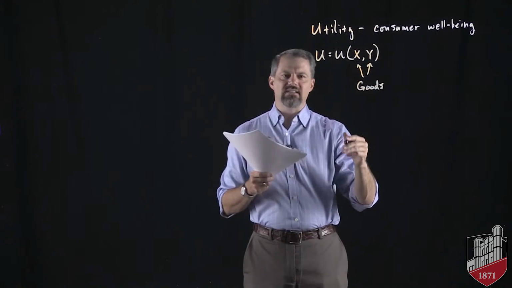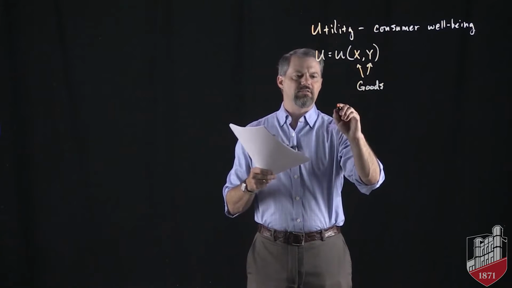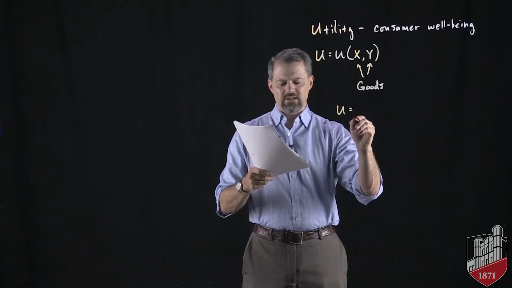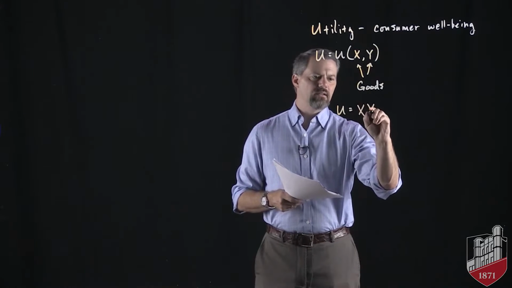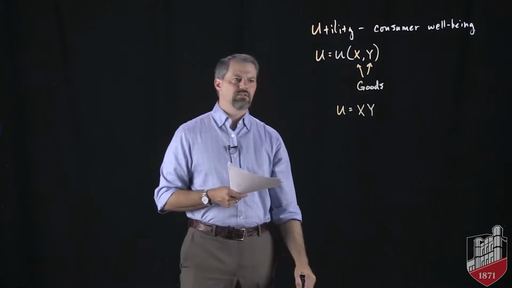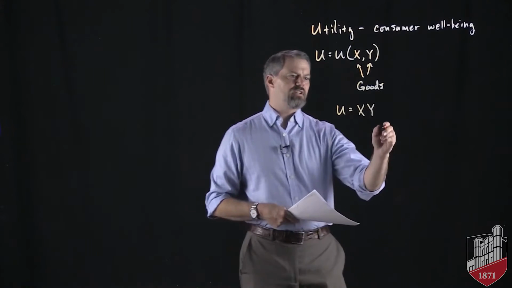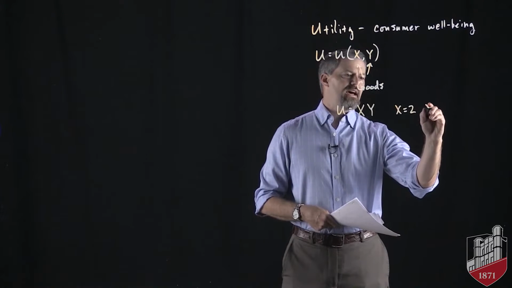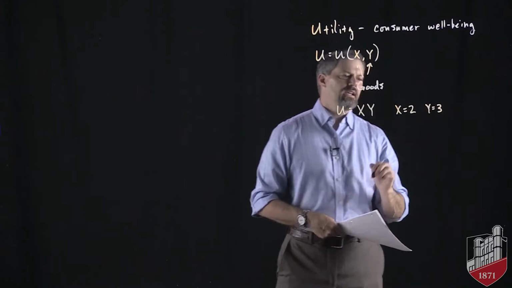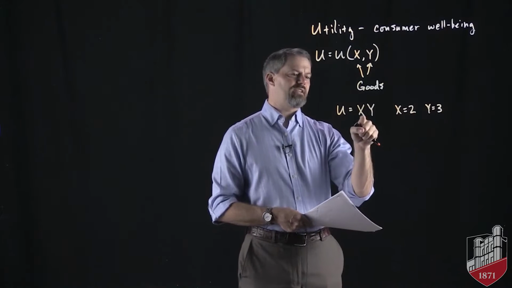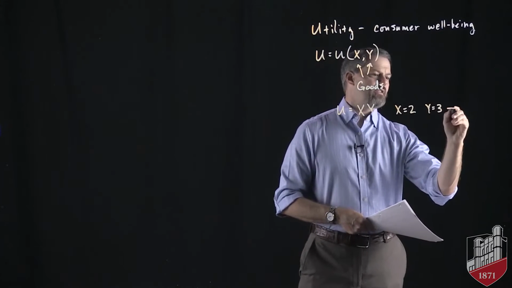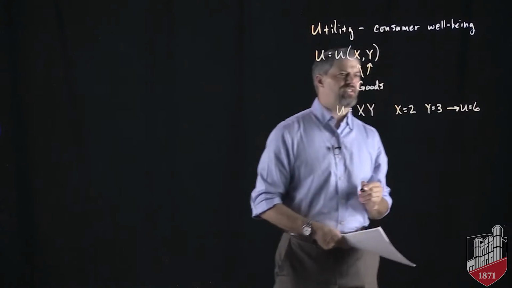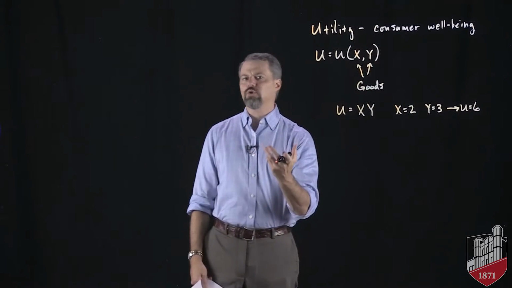So let me give you some examples. This is actually a very simple idea. Right now it may seem weird, but let me give you an example of utility functions. So a possible utility function might be X times Y. That could be a utility function. So let's suppose the consumer consumes 2 units of good X and 3 units of good Y. If we plug those numbers in here, it's going to be 2 times 3. The amount of utility that the consumer would get would be 6 units. It's what we call utils.